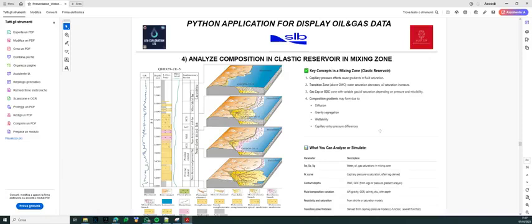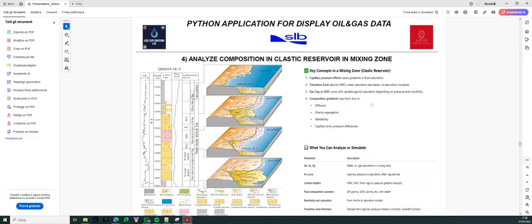Last 2 points: analyze composition in the clastic reservoir zone. We can analyze composition in a clastic reservoir, for example capillary pressure, transition zone, and gas-oil contact or GOC, and also other physical parameters like diffusion, gravity segregation, wettability or capillarity, and pressure. It's clear that when we have a fine deltaic deposit, we have a really complex situation about the pressure and porosity.